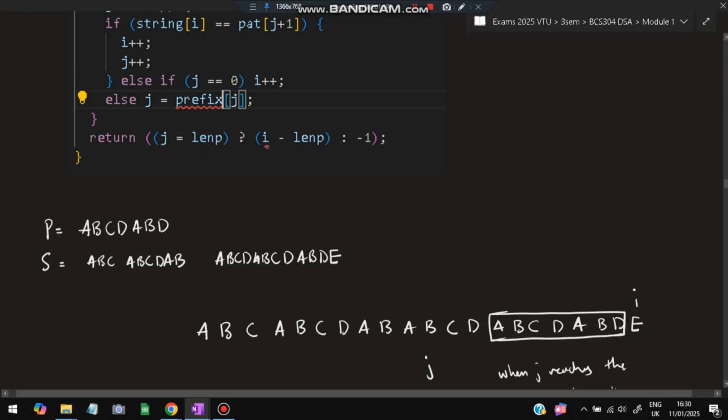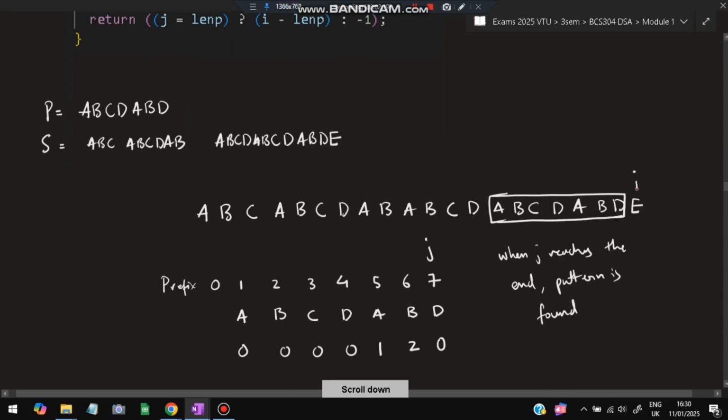So what we'll be doing, i minus len p will be returned. See, this is a ternary operator. Here, if this condition is true, this will be returned. If this is false, this will be returned. This being false means pattern is not found, because the pattern never finished, it never reached the end, and the string has ended. So we'll be returning -1. In case it is found, we'll be returning i minus len p.